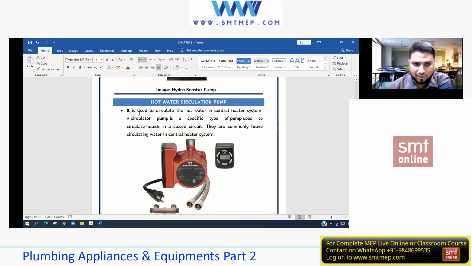Okay. So while you see the diagram, it is used to circulate the hot water in a central heater system. A circulator pump is a specific type of pump used to circulate liquids in a closed circuit. Most important, they are commonly found circulating water in central electrical water heaters. Okay. And this is exactly how it looks.